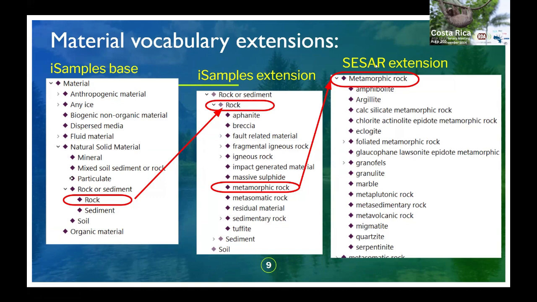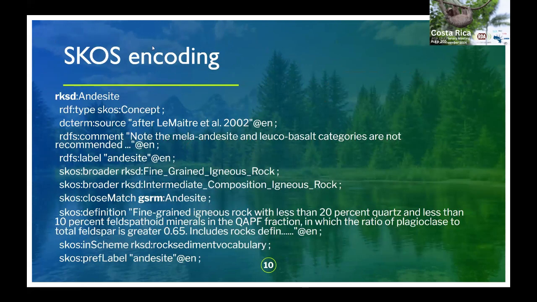And then to account for all the variety of things that we have in SESAR, there's a SESAR extension which adds more subdivisions. For instance, with metamorphic rock, we have lots of different kinds of metamorphic rocks that people might be interested in. So in the data, something might be specified as one of these more granular classes, but it's easy to trace it back to how that corresponds with the high-level classes if you want to do some kind of cross-domain integration.